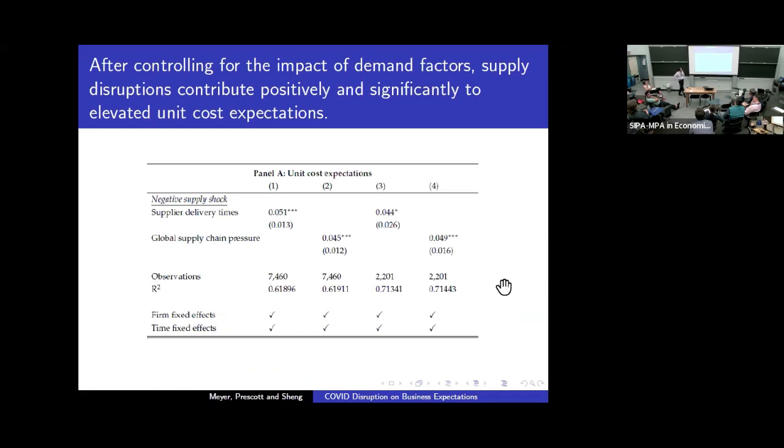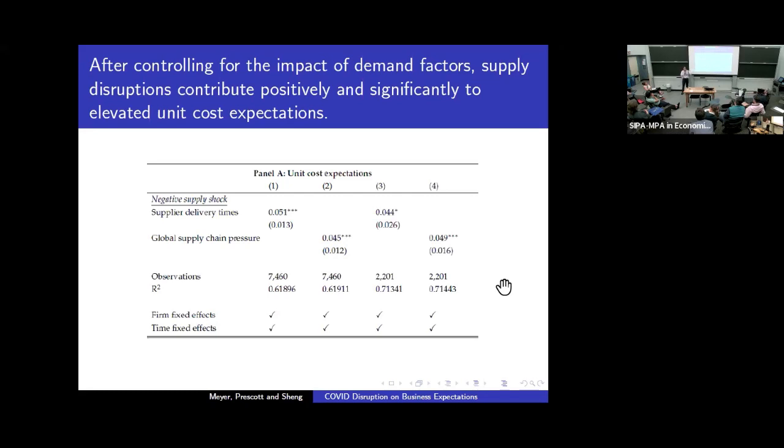Columns 1 and 2 are based on monthly data, and columns 3 and 4 are quarterly. That's why you see the number of observations reduced. But no matter what, the results are amazingly similar. Basically, the supply chain disruptions contribute positively and significantly to unit cost expectations.